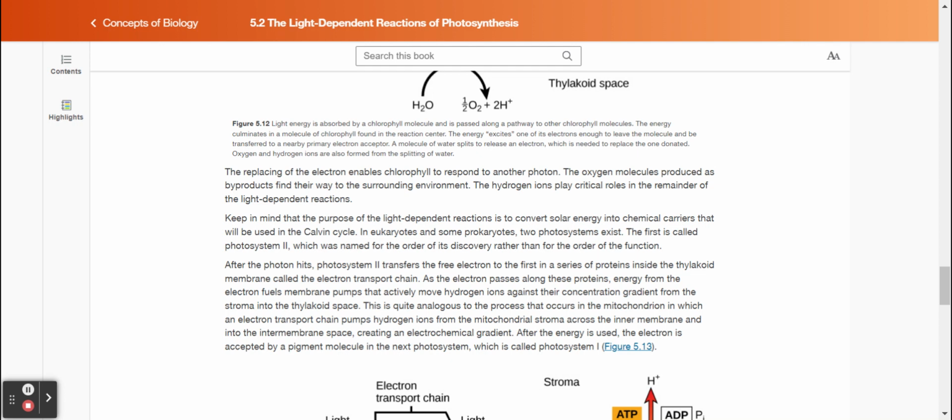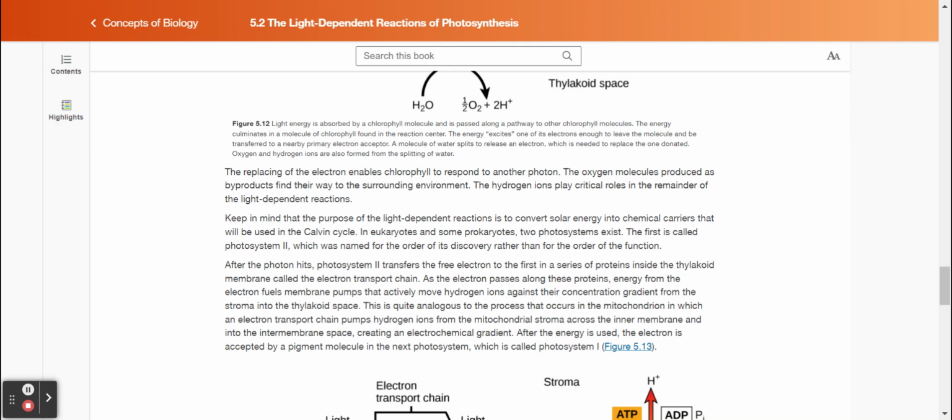In eukaryotes and some prokaryotes, two photosystems exist. The first is called photosystem 2, which was named for the order of its discovery rather than for the order of the function. After the photon hits, photosystem 2 transfers the free electron to the first in a series of proteins inside the thylakoid membrane called the electron transport chain. As the electron passes along these proteins, energy from the electron fuels membrane pumps that actively move hydrogen ions against their concentration gradient from the stroma into the thylakoid space.